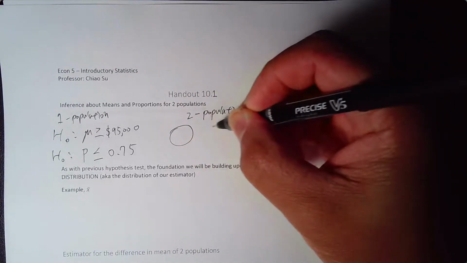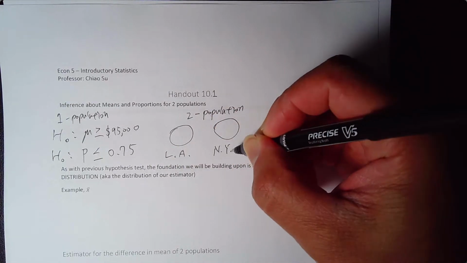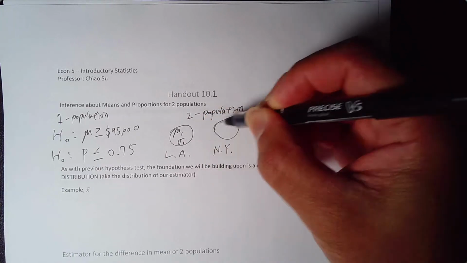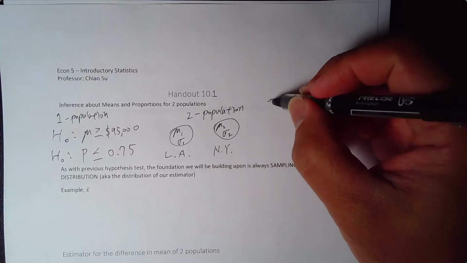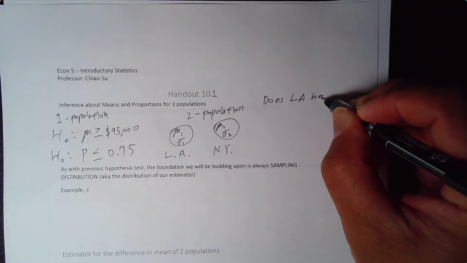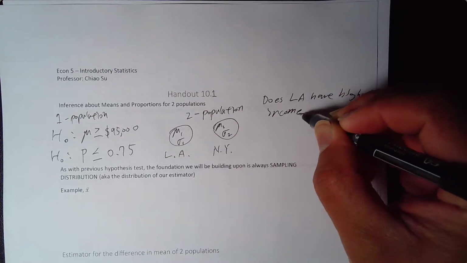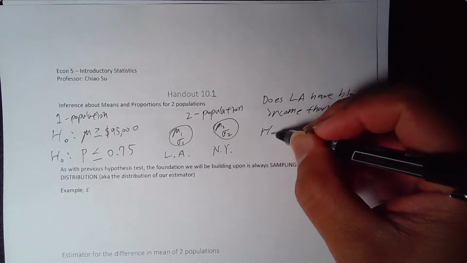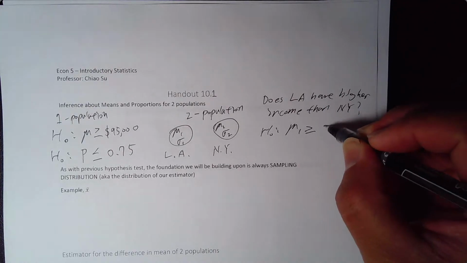So imagine you have two populations. Maybe we want to compare LA and New York. Each of these populations has a mu1 and sigma1, mu2 and sigma2. And we might ask, does LA have higher income than New York? By asking that question, what we're essentially saying is mu1 greater than or equal to mu2.